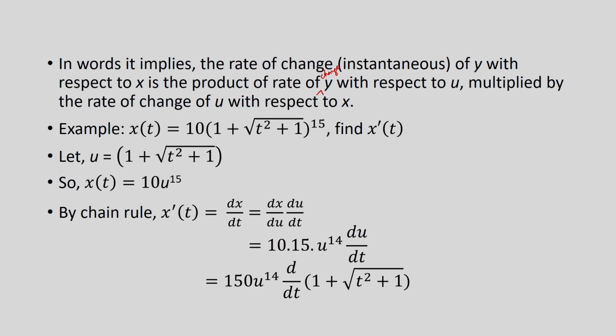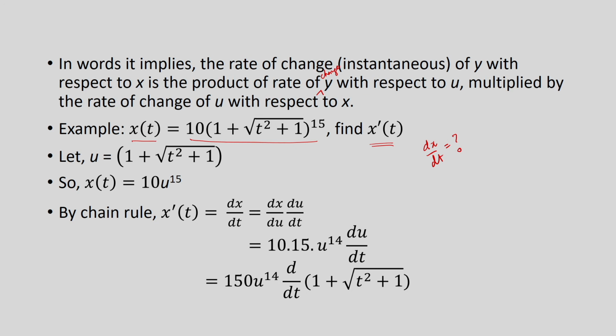So, let us take one example to focus our ideas. So, suppose x is given as a function of small t, right. So, the specific form is this. It is a kind of complicated form, 10 multiplied by (1 plus root over t square plus 1) to the power 15. Okay. So, it is a function of t, but it is a little bit complicated function. So, we have to find out what is x prime t. So, the derivative of x with respect to t, that we have to find out, this dx/dt.